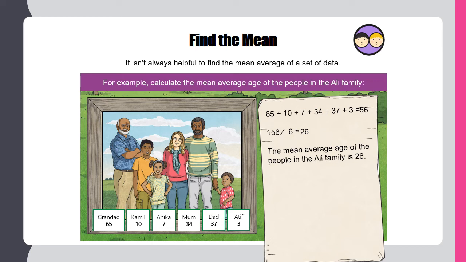So, when we add together their ages, we get 156. 156 divided by 6 equals 26. So that would mean that the mean average age of the people in the Ali family is 26. But that's not very helpful because now we've managed to work out an age that's somewhere in the middle of them. That doesn't really help us because their ages are so broad.